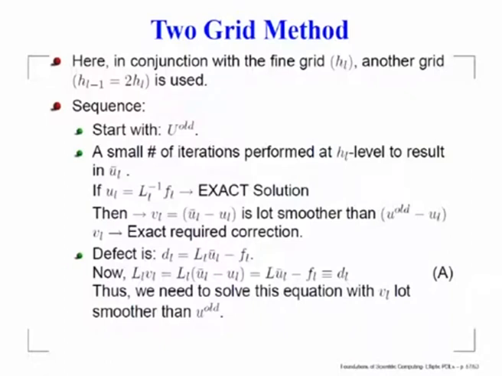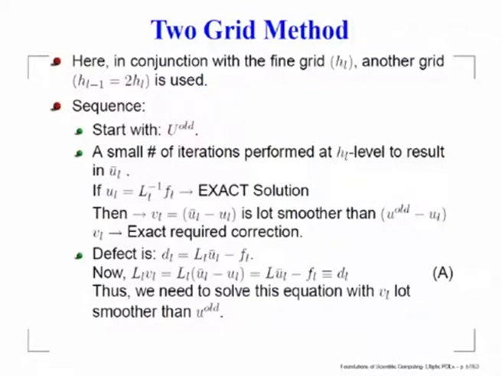So what can we do? Instead, we decide to work on multiple grids. Let me try to explain the whole thing with the help of only two grids. One grid, let's say, has a spacing HL, which I call the fine grid, and another grid will have twice the spacing. That will be a coarser grid, which I'll call HL minus 1.